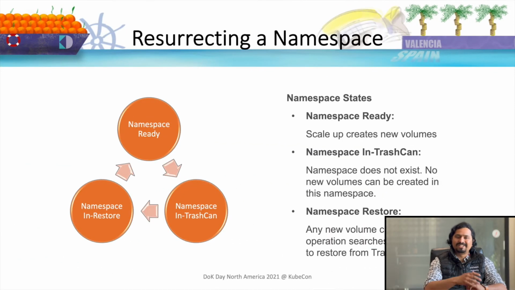Now some of you might say, hey Adi, all this is good, but I don't want to do this per PVC, especially if I want to restore an entire namespace. Then I would say, good point, and that brings me to how to restore an accidentally deleted namespace. As a namespace restore could be a longer running operation than just a single volume resurrection, we need to introduce namespace states. A namespace in its life cycle can be in 3 different states.